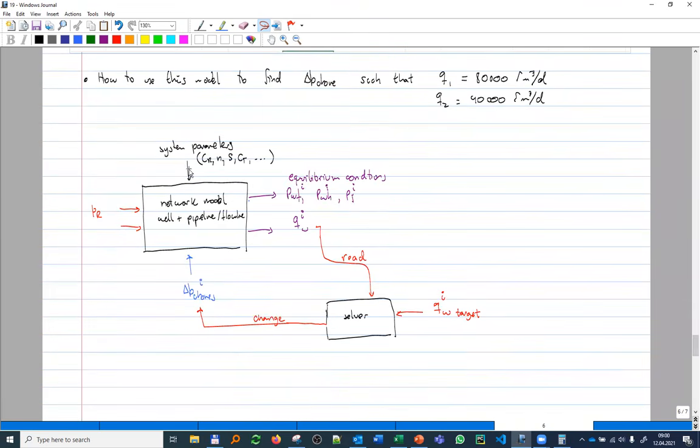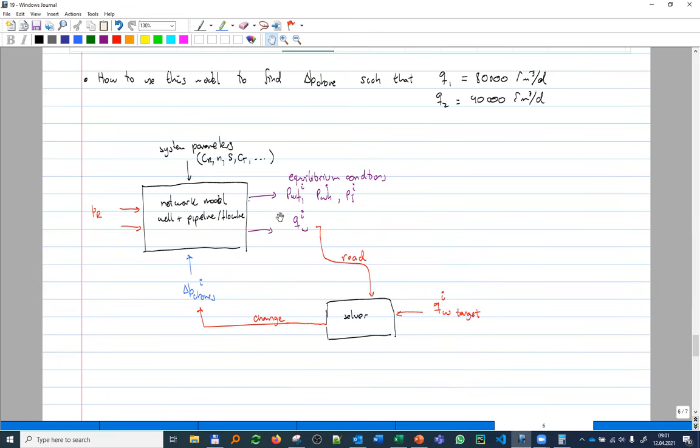So think of it a bit like going back to our network model. We now solve all of these that we have here. We have a model in Excel where we provide reservoir pressure, some parameters, and the delta P of the choke, and we calculate the equilibrium conditions. That works. But now additionally I'm given a target, these 80,000 and 40,000, and I want to calculate the delta P such that I achieve those targets. So that is equivalent to having a solver on top of this network model.